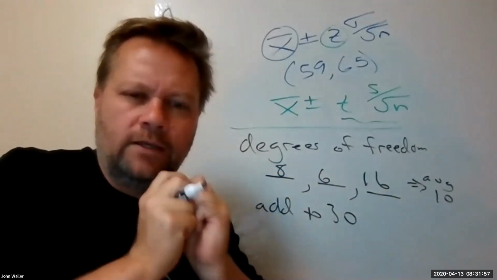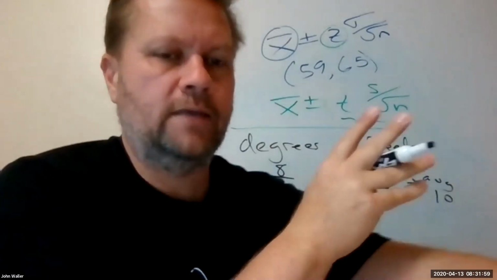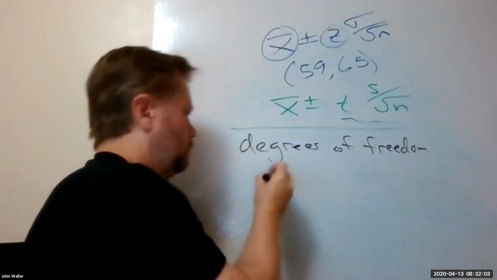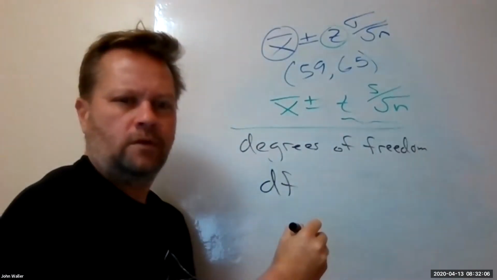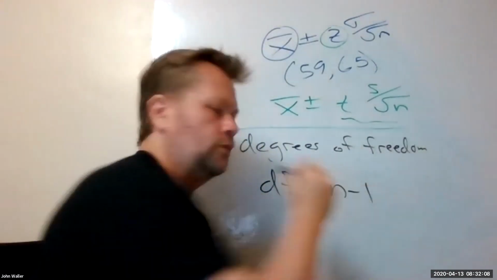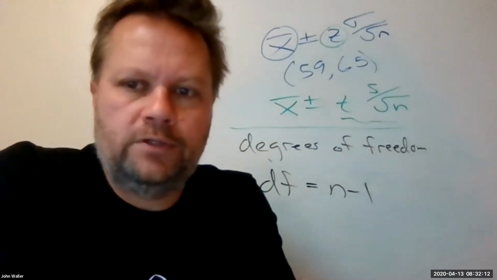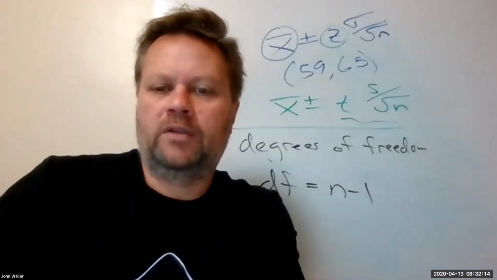So watch this. What that means then is that the degrees of freedom, affectionately known as DF, is n minus 1. You always have 1 less degree of freedom with any group of numbers, any size group of numbers.